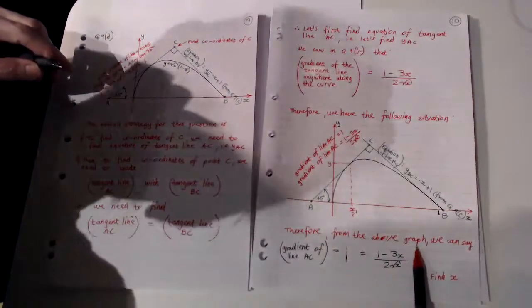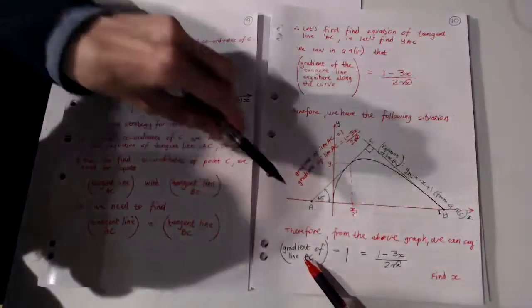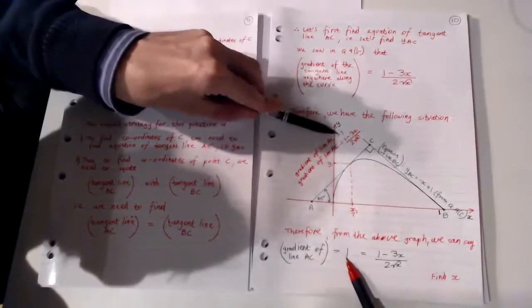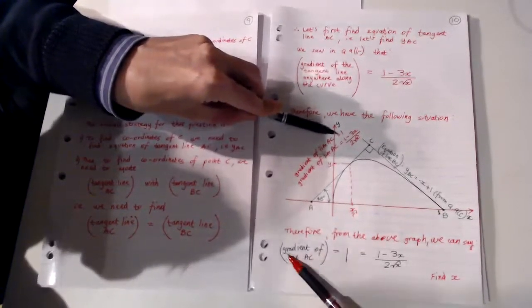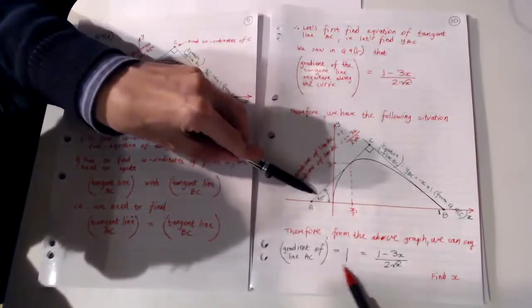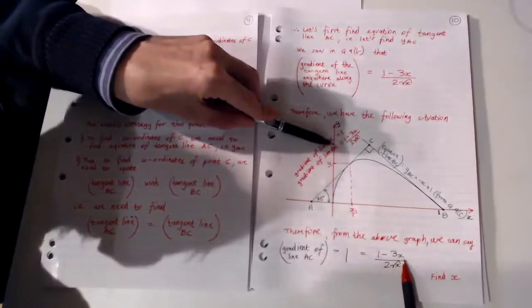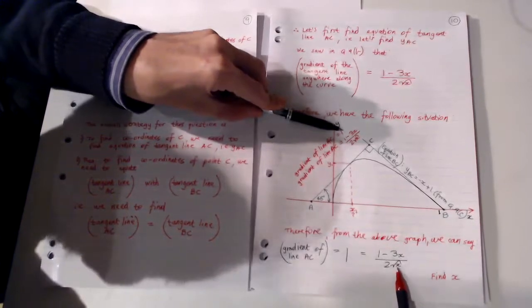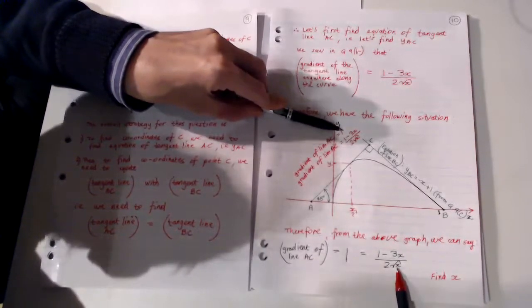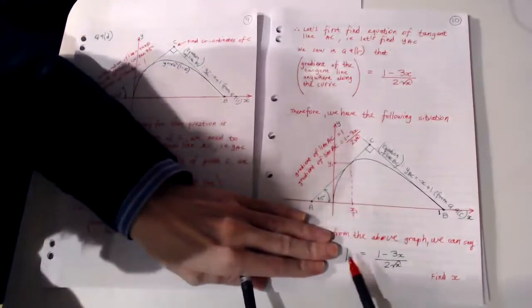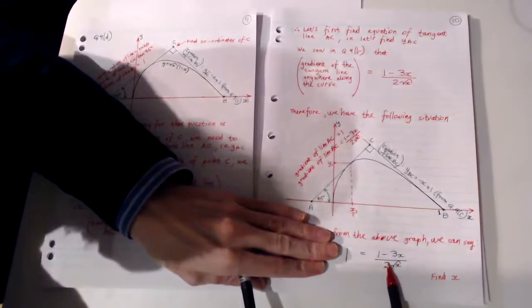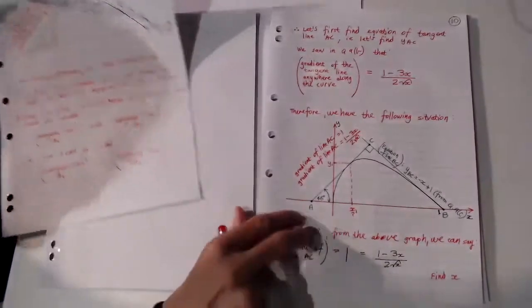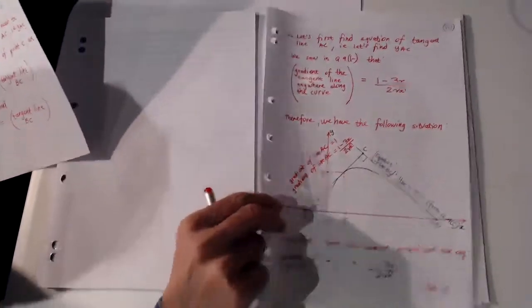So from the above graph, we can say that the gradient of the green tangent line AC is equal to 1, as we just said, but also the gradient of the green tangent line AC is equal to 1 minus 3x on 2 square root of x. So here we have basically one equation with one unknown, which is x. So now we've got to find what x is. That is, what's x1?